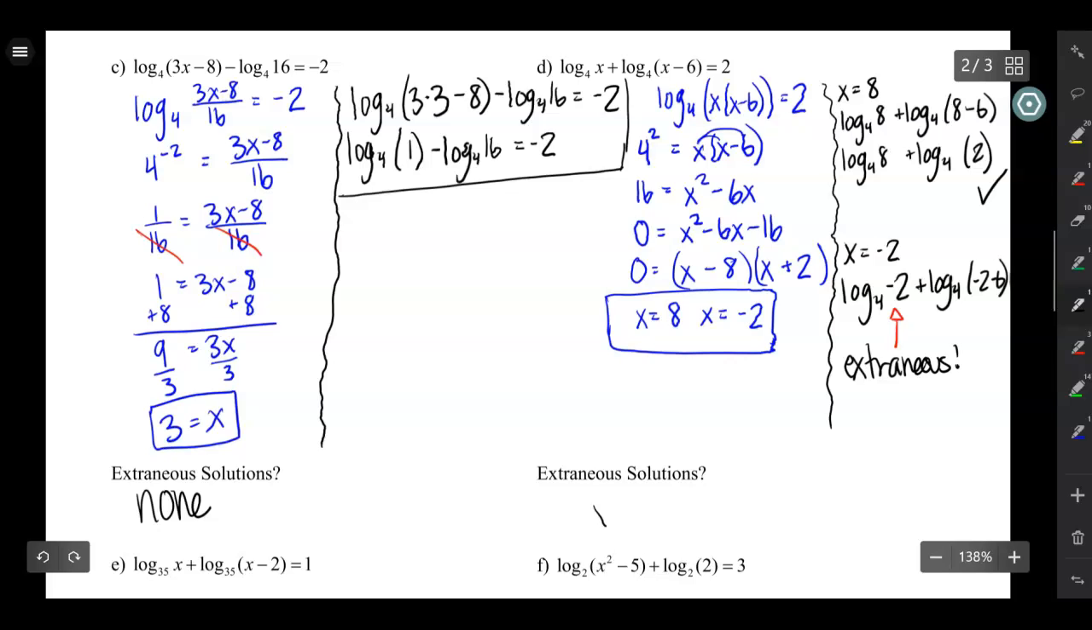So under extraneous solutions, I'm going to put x equals negative 2. And I'm actually just going to cross it off from my solution box. Because even though x equals negative 2 seemed like a correct answer, it was actually an extraneous solution.